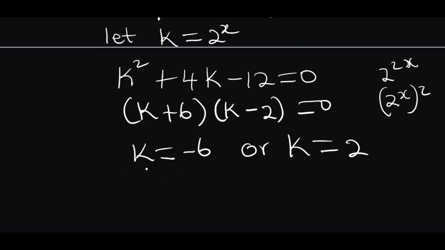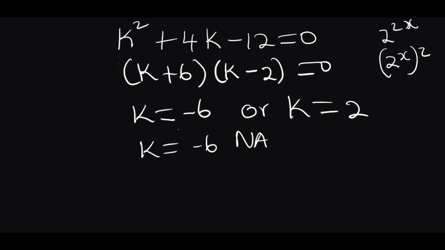Now, this one, k is equal to -6 is not applicable. Then now we'll use k is equal to 2. Right. Okay, we know that k is what? k is 2 to the power x, which is equal to what? Which is equal to 2 to the power of 1. Therefore, x is equal to 1 is our final answer in this equation.